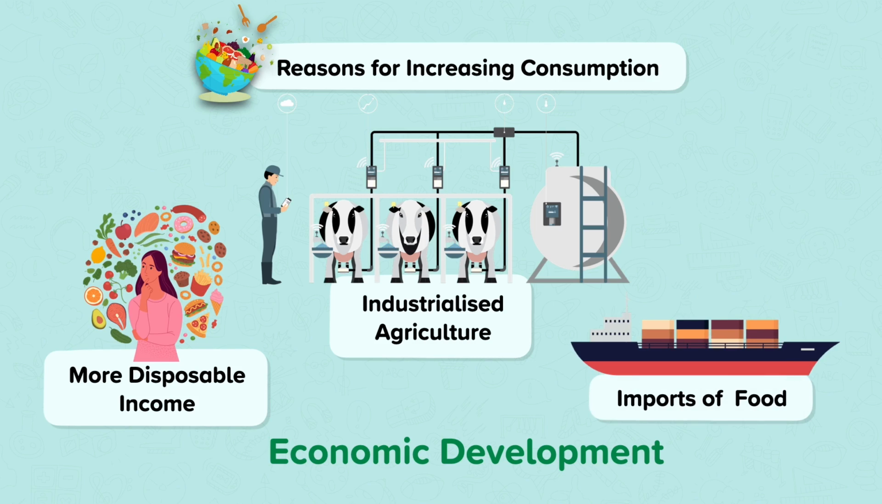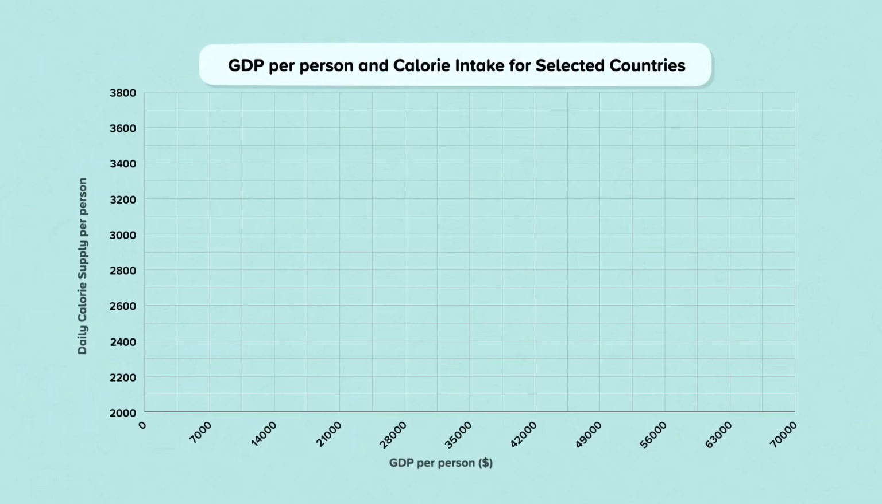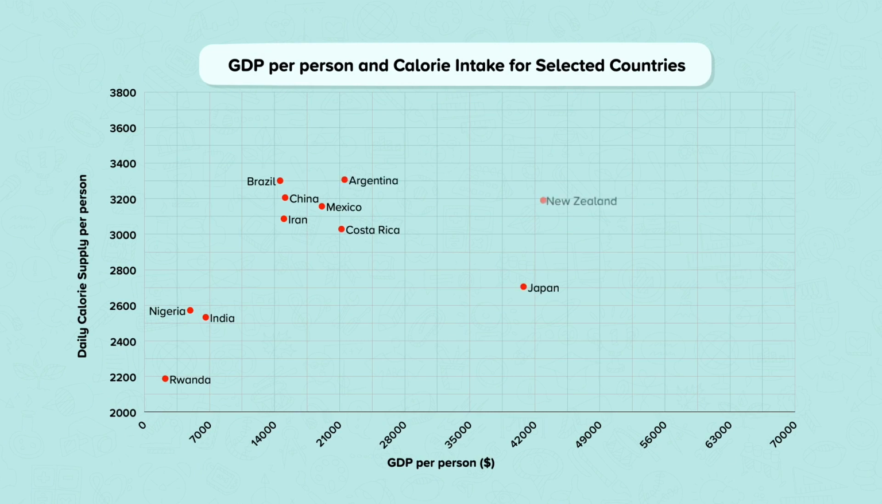The relationship between GDP as a measure of wealth and calorie intake can be shown on a scatter graph. As GDP increases, so does calorie consumption. This positive correlation is shown with a line of best fit.